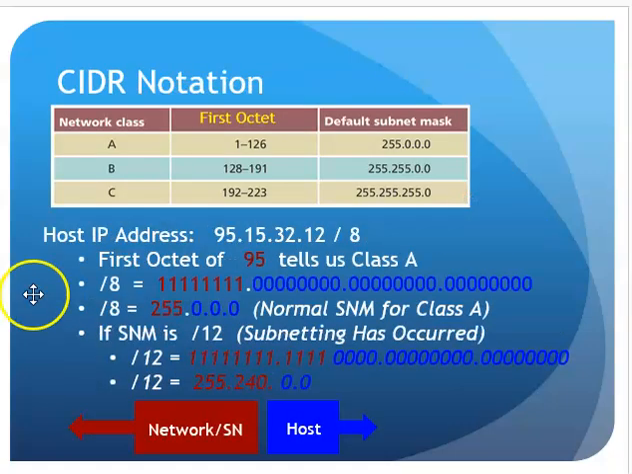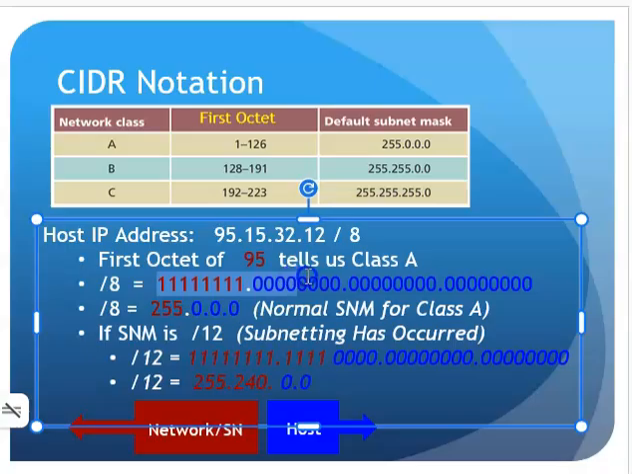So if I have a class A 255.0.0.0, that'd be a /8, because there's 8 bits here making up the subnet mask. So again, if I have a 95.15.3.2, 95 tells us class A, 255.0.0.0, that's what we see for subnet mask in decimal. A /8 is going to represent the same thing. There's 8 bits here making up the subnet mask. If I see a /12, then I know some subnetting has occurred, and it's these 4 bits here. These 4 bits right here are the subnet piece now.